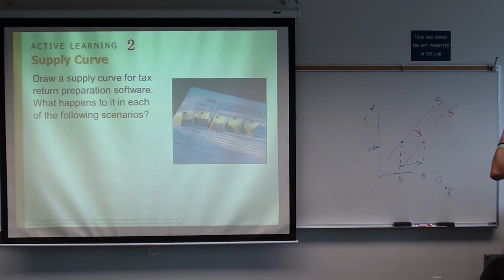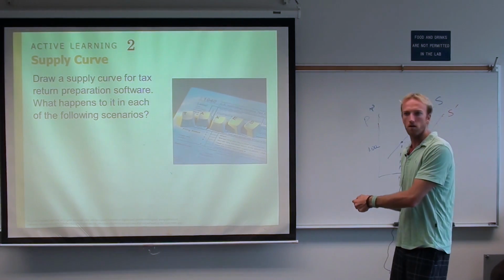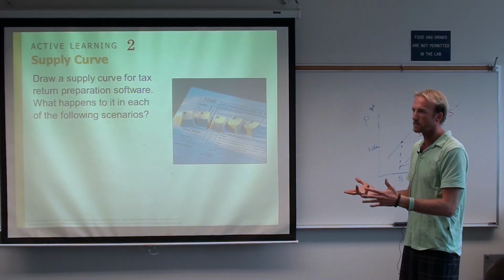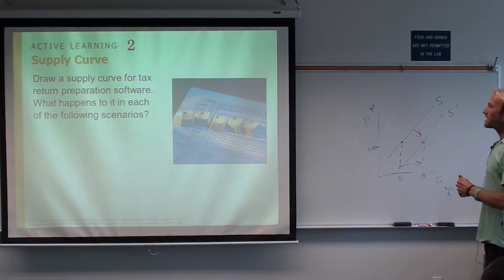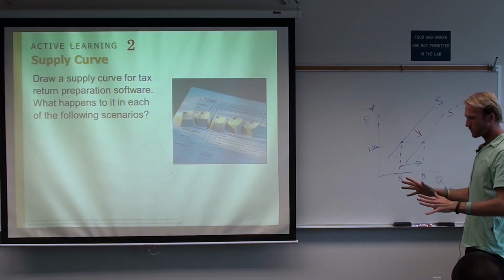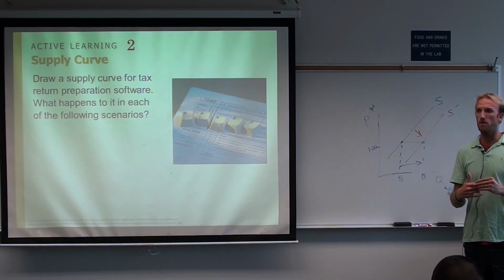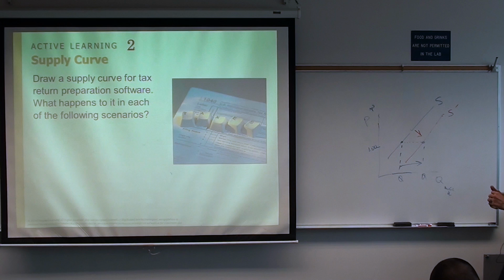All right, let's do this active learning. And we're going to draw the supply curve for this thing. So the product is tax return preparation software. TurboTax, right? You go to Best Buy and you buy this little yellow box and you install it on your computer. It helps you do your taxes, right? Okay, so we're going to imagine that we're doing the supply curve for TurboTax, right? We're the factory making TurboTax here, right? Because that's what a supply curve is. So I don't know, maybe it's Intuit. I think maybe they make TurboTax.